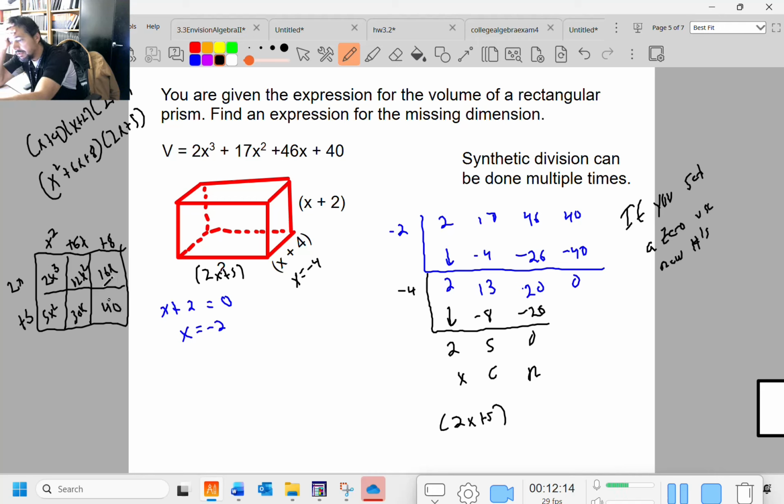So there's your 40. 30x and 16x makes 46x. 5x squared and 12x squared makes 17x squared, and then 2x cubed. It was the missing factor.